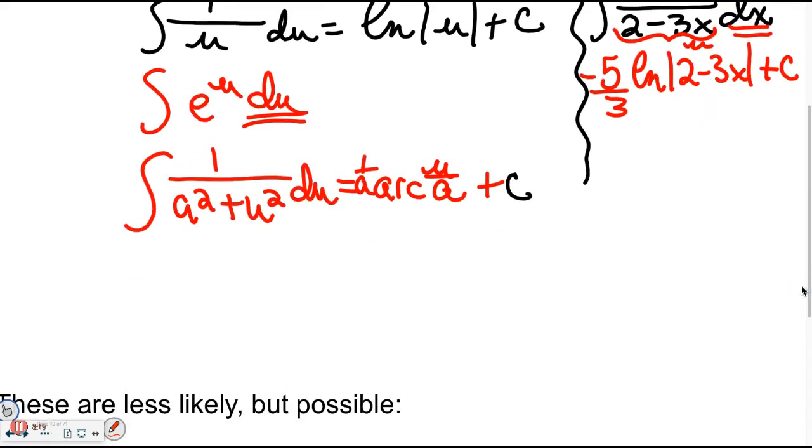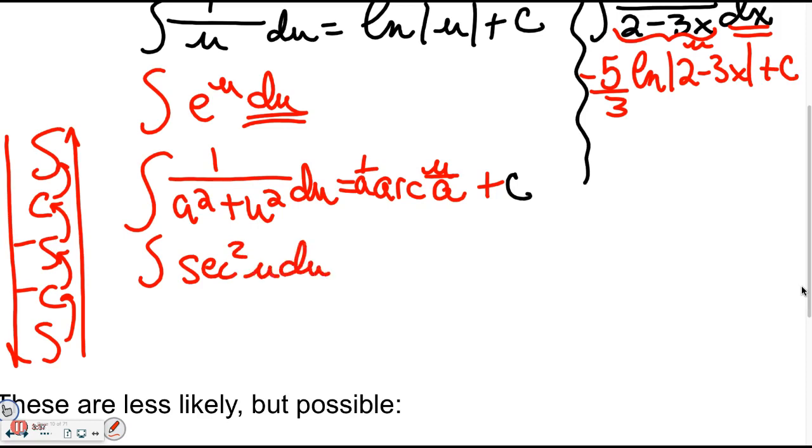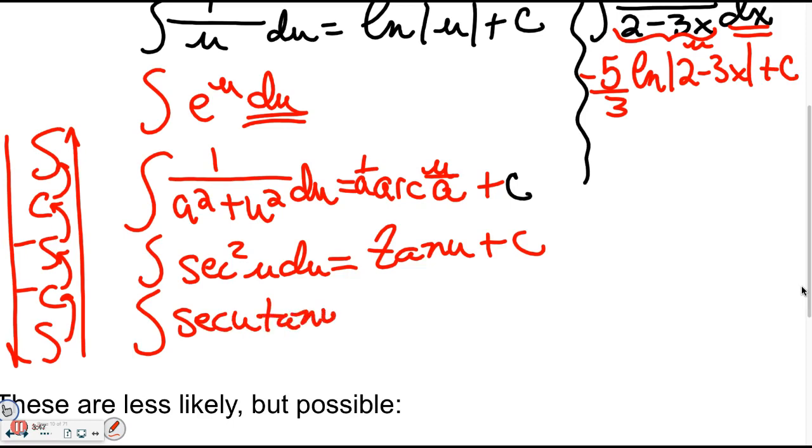Then the trig ones that you need to know, obviously, are sine, cosine, negative sine, negative cosine. Remember, we derive it this way, we integrate that way, so this gives us all our sine and cosine antiderivatives, but we also need to know secant squared. The derivative of what is secant squared? The answer to that is tangent. We also need to know secant tangent, and again, when you're finding an antiderivative, you're saying the derivative of this is that. The antiderivative of secant tangent is just secant.